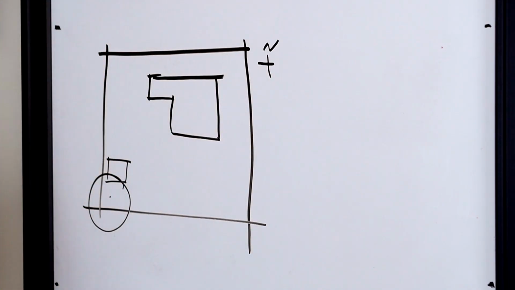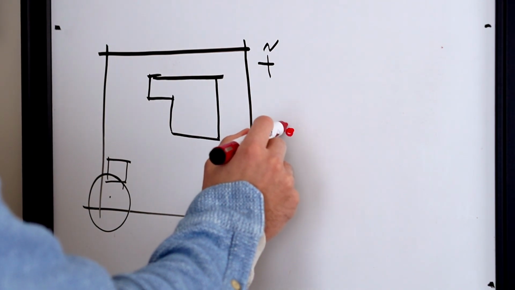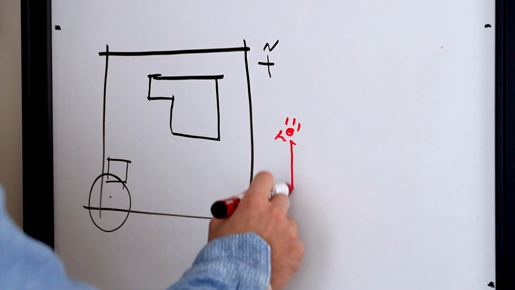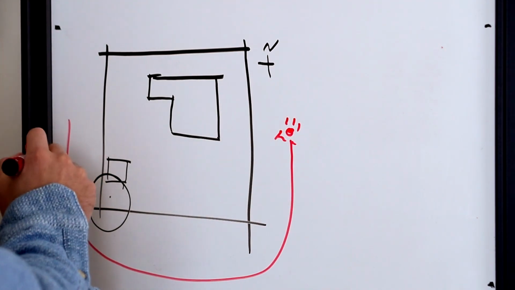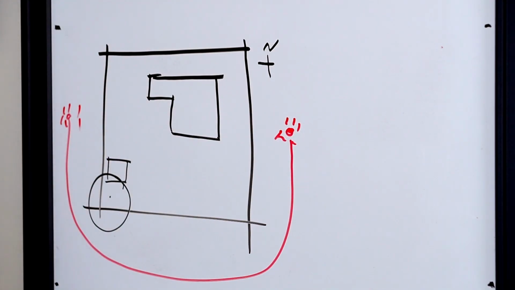This would be the north side of the property. And since we know that way is north, we know this way is east. We have our little sun rising in the east, going across the sky, setting in the west. So let's start with mapping out our microclimate zones based on sun exposure.